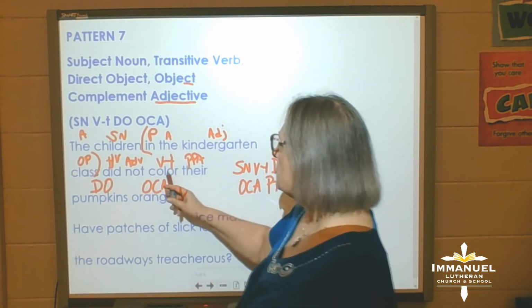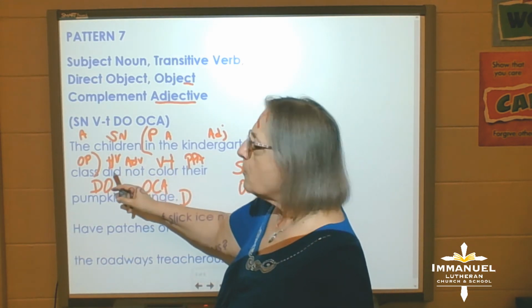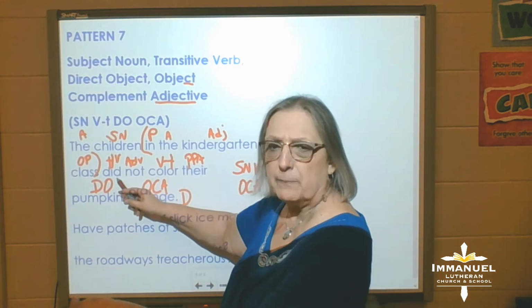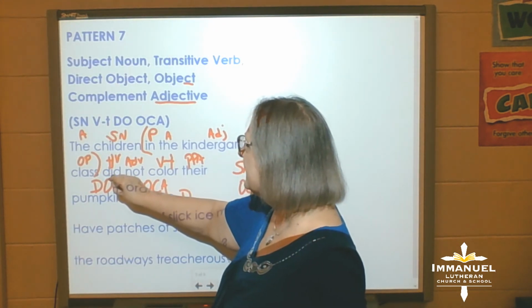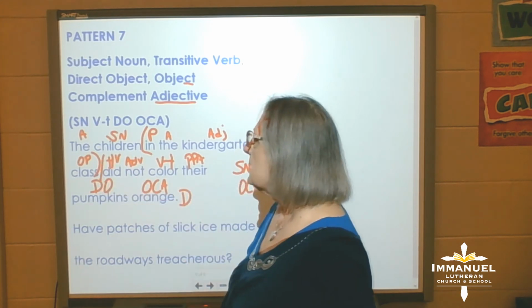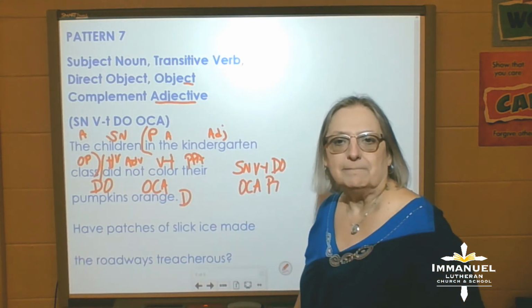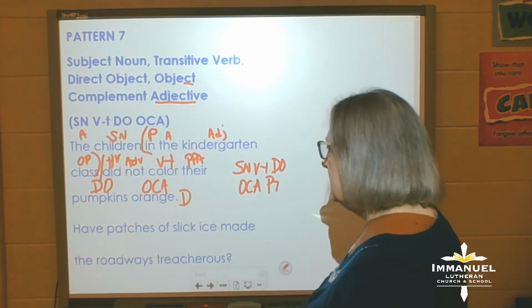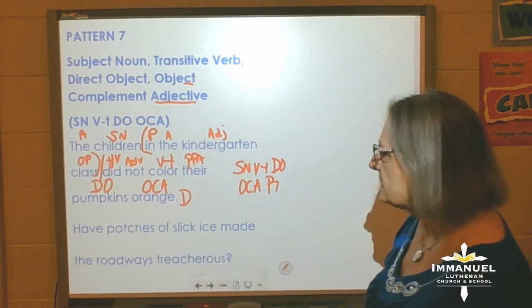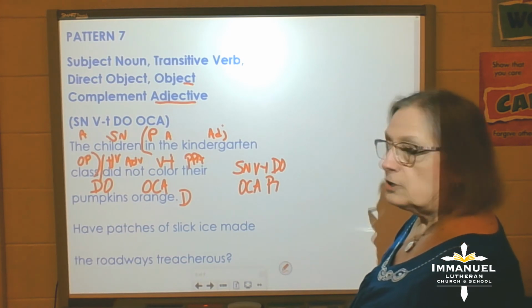Go back to the verb. Now, we're going to go to the helping verb as long as we don't move up into the subject. When we're fine, we can go all the way to the beginning, to the helping verb, slash, and we separate our subject from predicate. Okay, one more sentence. Let's go. Have patches of slick ice made the roadways treacherous?